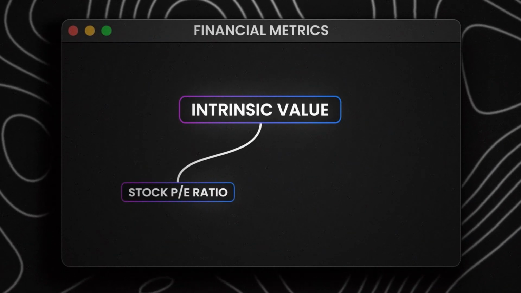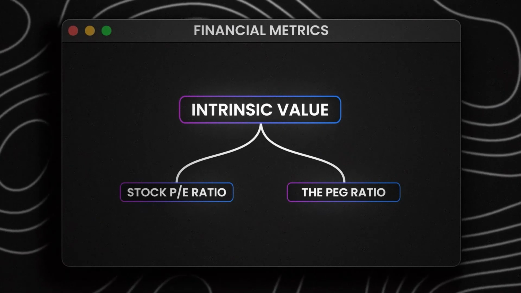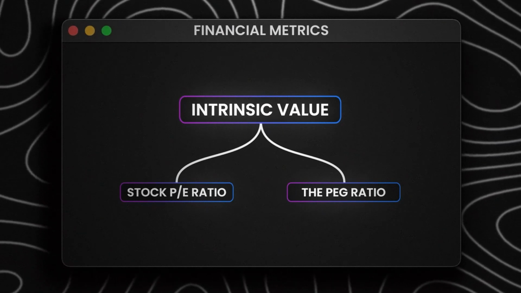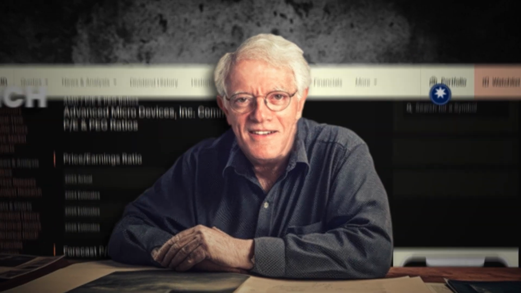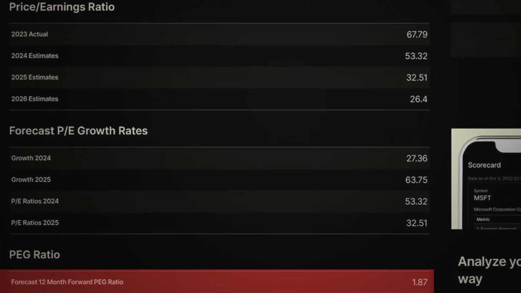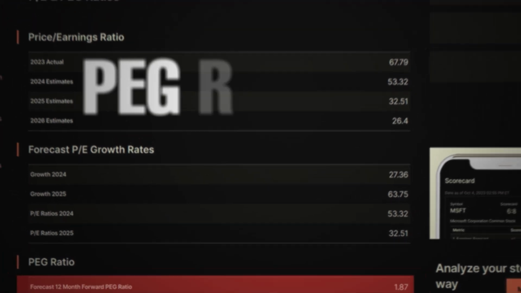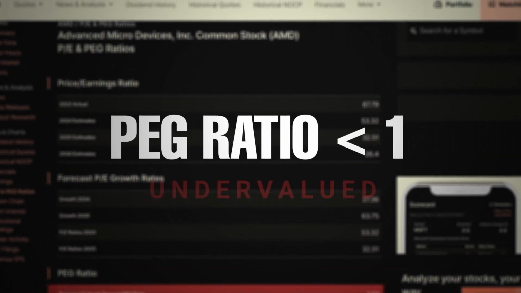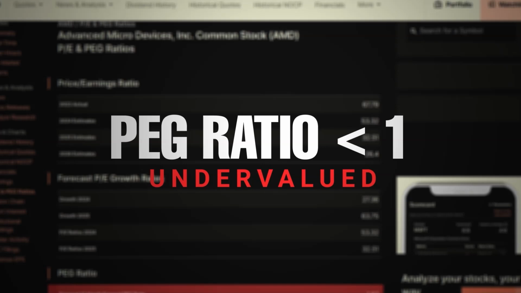The PEG ratio improves on the PE by factoring in a company's earnings growth rate. This metric is famously used by Peter Lynch, who managed the Magellan Fund and was known for focusing on growth companies. Lynch liked the PEG ratio because it helps determine if a high PE is justified by future growth. A PEG ratio below 1 could indicate that the stock is undervalued relative to its growth potential.